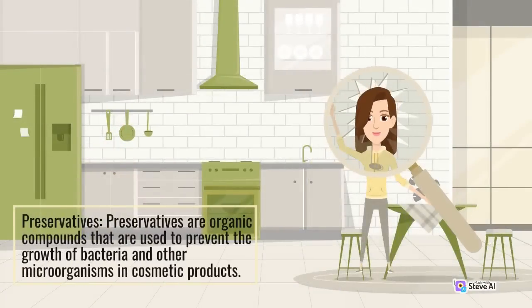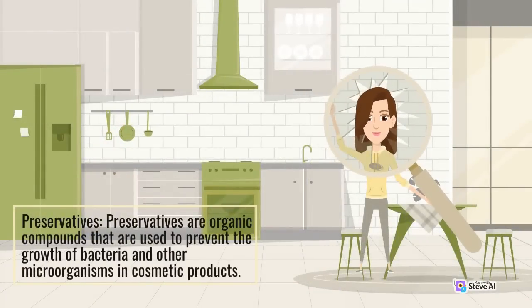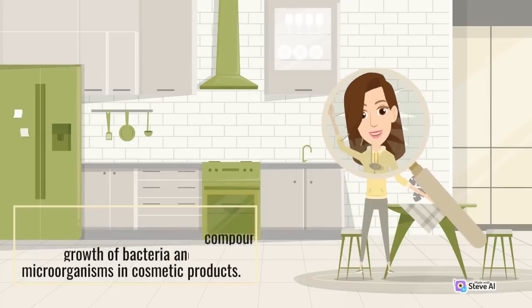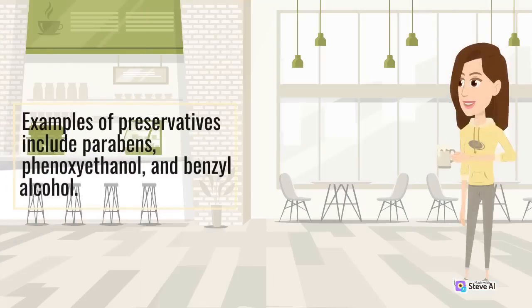Preservatives. Preservatives are organic compounds that are used to prevent the growth of bacteria and other microorganisms in cosmetic products. They are important for ensuring the safety and shelf life of cosmetic products. Examples of preservatives include parabens, phenoxyethanol, and benzyl alcohol.